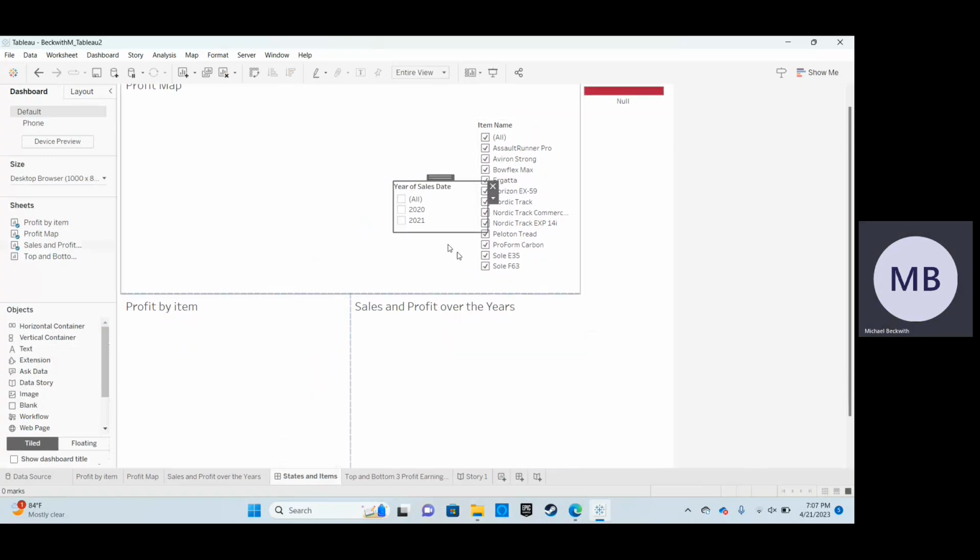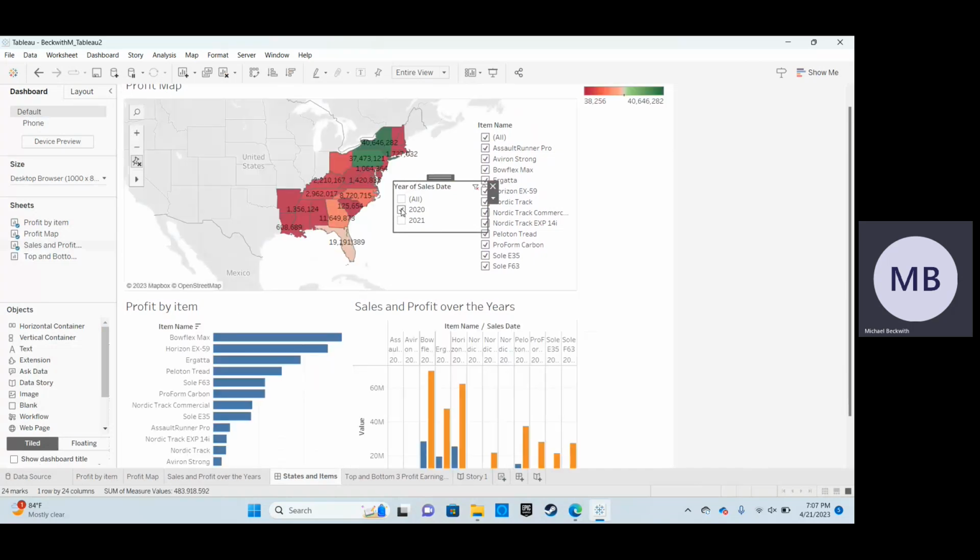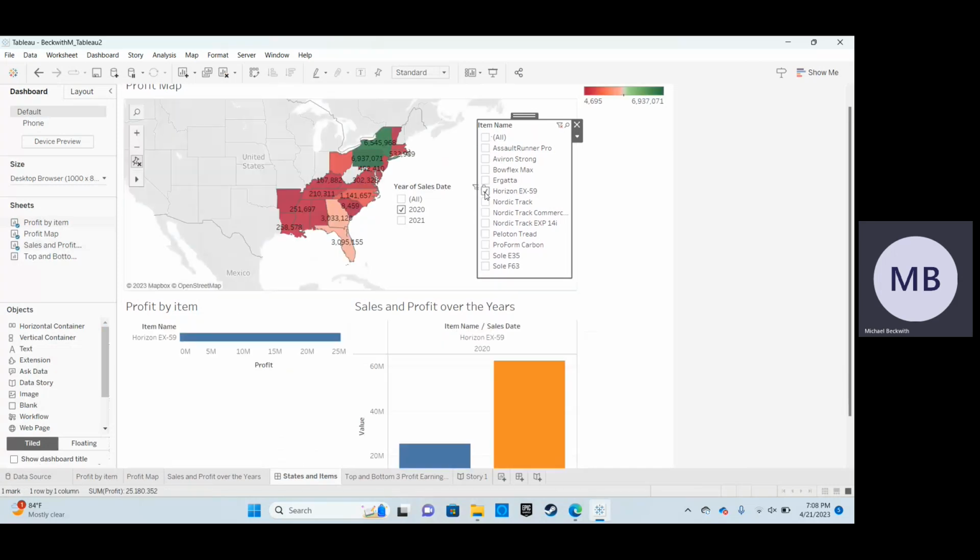We can say, I just want to look at sales in 2020. And then this is New York sales in 2020, 40 million. And then down here, the Bowflex Max for 2020, they only profited $28 million. Say we only wanted to look at 2020, but just the Horizon EX59. We can check that and we can see where the sales were most. We can actually see right here there was no sales for the Horizon EX59 in that state.